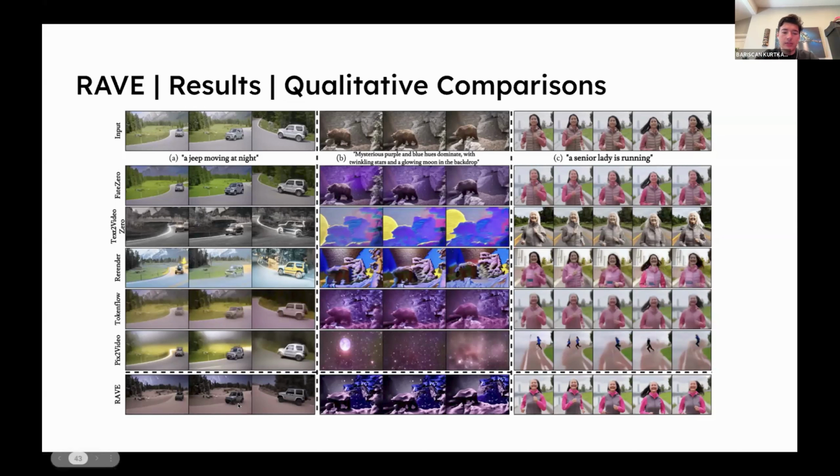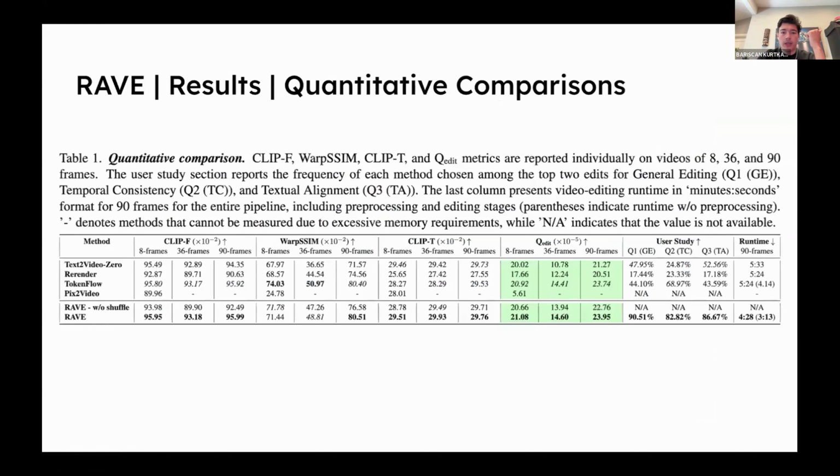So in the last row, we have RAVE, basically. We try to change all of the background to night. And also we tried long sentences from GPT, such as: mysterious purple and blue hues dominate with twinkling stars and a glowing moon in the backdrop. Also, we try to do local editing, for example, a senior lady is running, and I think these are great competitive results.